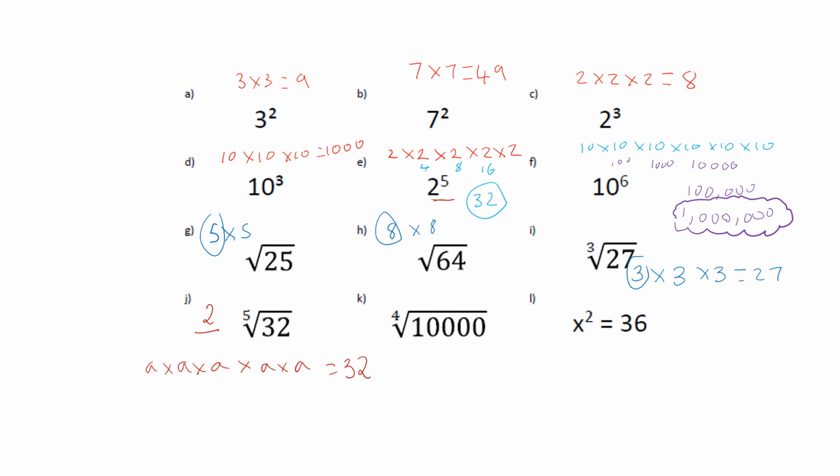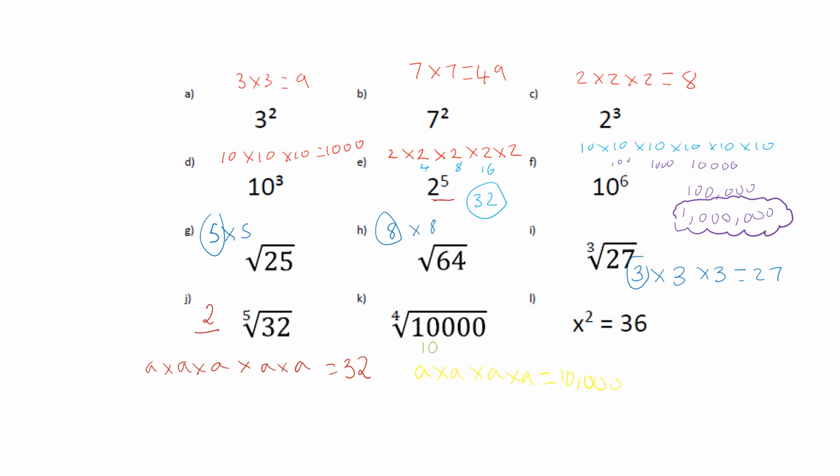Next one here, we've got to basically find A times A times A times A equals 10,000, which again we've already done up here on F, which is going to be 10, because 10 times 10 is 100, times 10 is 1,000, times another 10 is 10,000.